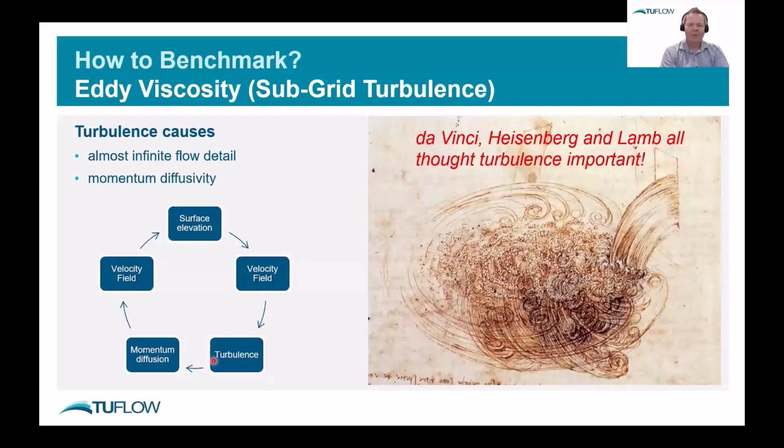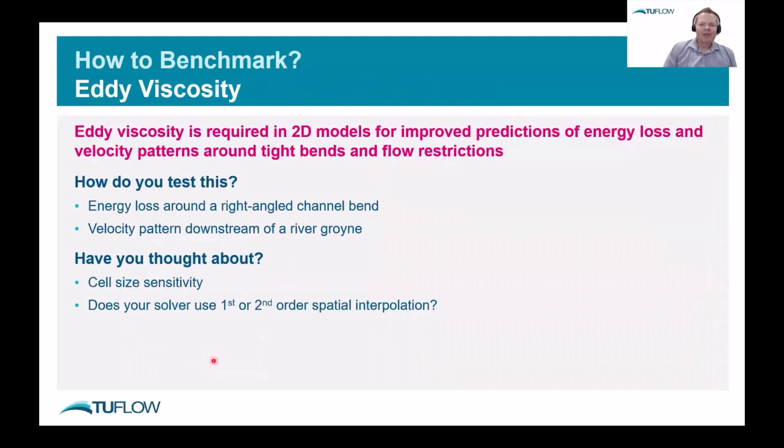For more simple flooding with lower energies, the turbulence model is definitely of lesser importance, and I'd say could even be neglected. But when you've got higher energy flows, and this particularly happens when you're resolving a primary flow path as part of your 2D grid, you really want to include a turbulence model. So I'm going to show you two test cases that you can use for turbulence. We've got energy loss around a right-angled channel bend, and then velocity pattern downstream of a river groin. And again, this has to be done in a 2D model. You can't do it in 1D.